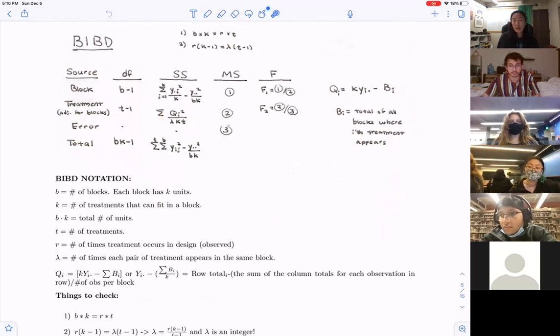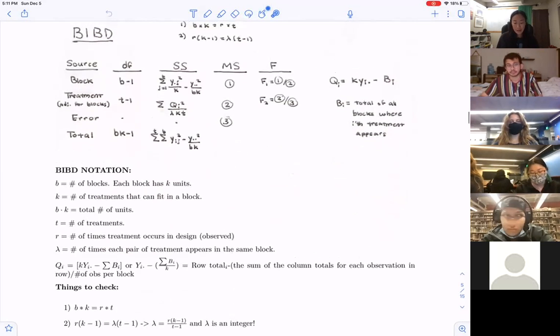Since our TA, as well as Dr. J, strongly hinted that the BIBD design is going to be on the final, it is one of the things that we should be practicing in preparation. The extra time that it would take to complete this table versus a regular one-way or two-way ANOVA table is mainly because of your Q_i vector, which you then have to square independently. So you have to square each individual Q_i value.